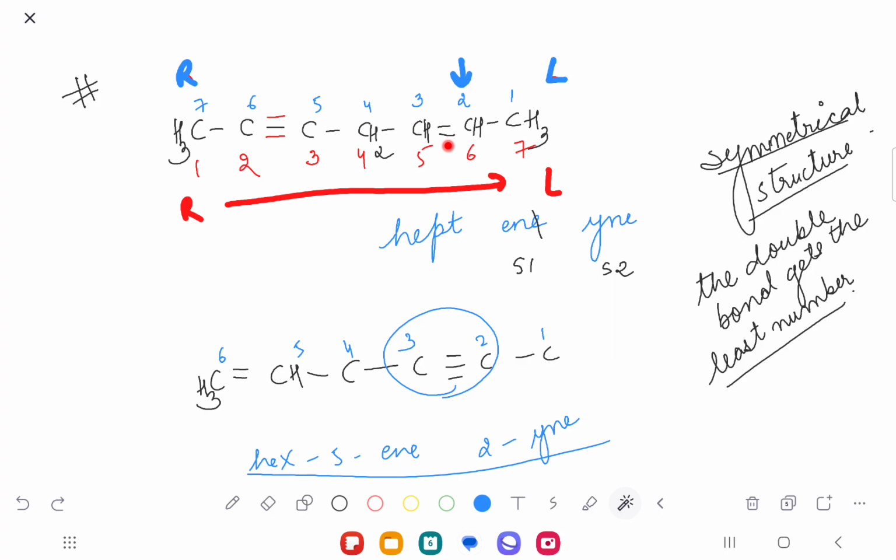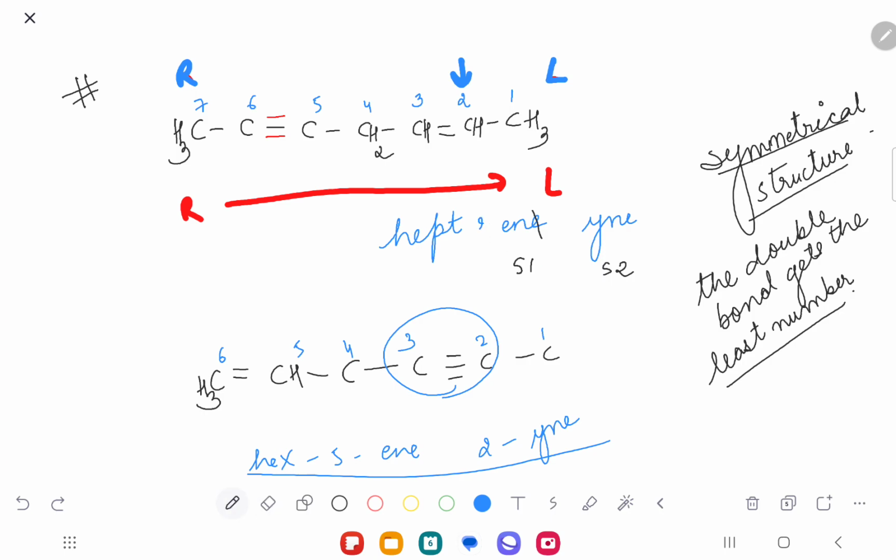You understand? Symmetrical structure consisting of both double and triple bonds. So that's how it would be. So when you say hept and it is symmetrical, the properties are depicted by "ein." But the "een" gets the smaller number, so my blue numbering is preferred. You understand? My blue numbering is preferred.